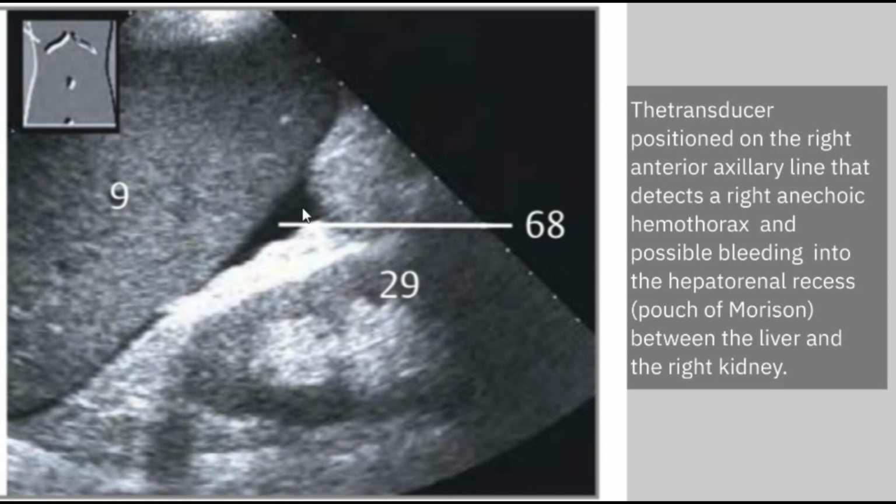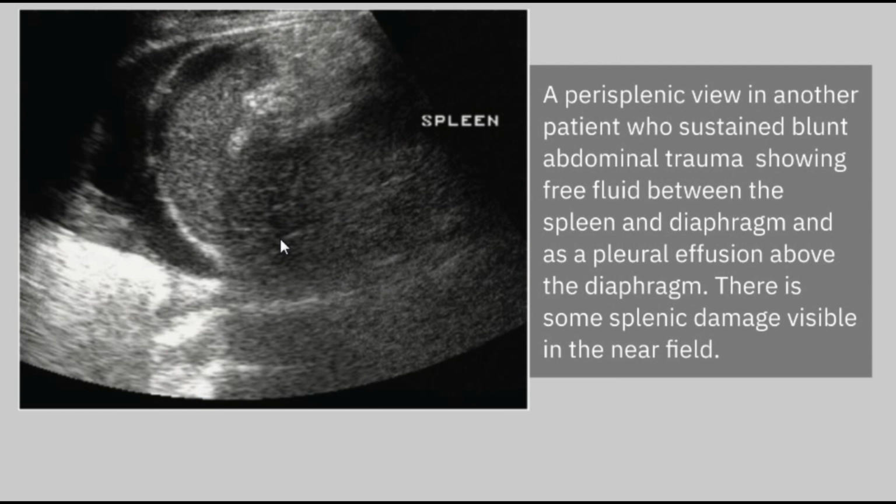Again, another picture, we see that there's free fluid between the liver and the spleen. This denotes that there is underlying liver damage. And this is above, let's say, between the spleen and the diaphragm. There is a perisplenic fluid collection. There is even damage to the splenic echotexture. Subcapsular hematoma, and you can see inside the pleural effusion.